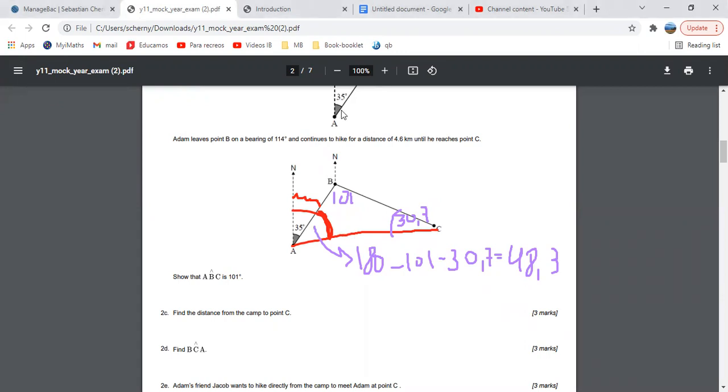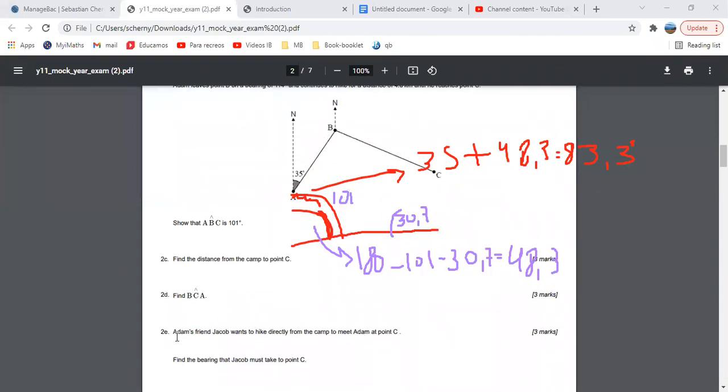Oh, actually this isn't the angle they are asking us, right? The total angle, this one will be, sorry, I will just maintain the red. This angle will be 35 plus 48.3, and this is 83.3. So this is the answer. I don't have the marking scheme here again, but I can upload it and you can check if this is correct, and if this is wrong, you can try to find out why, but I'm trying to make this correctly. So this is the bearing that Jacob must take to point C.